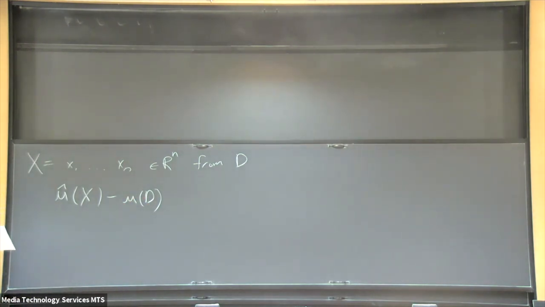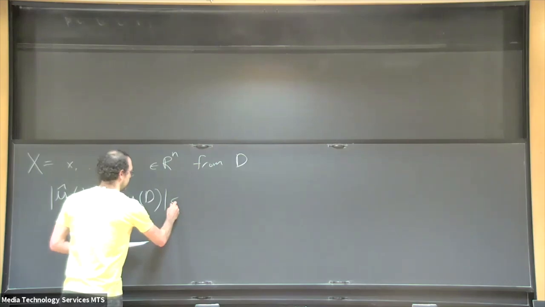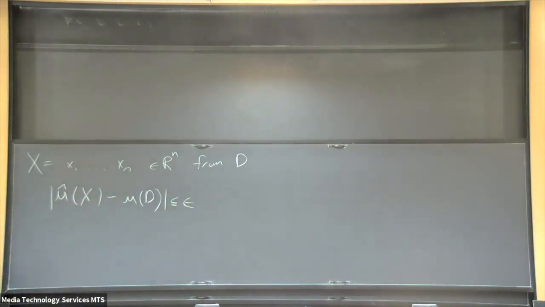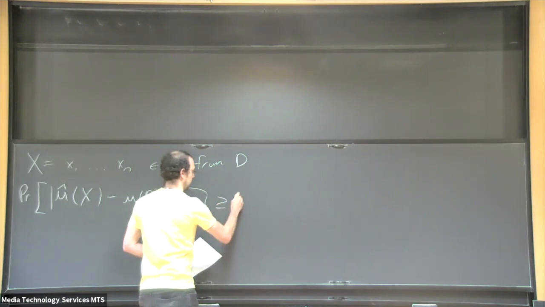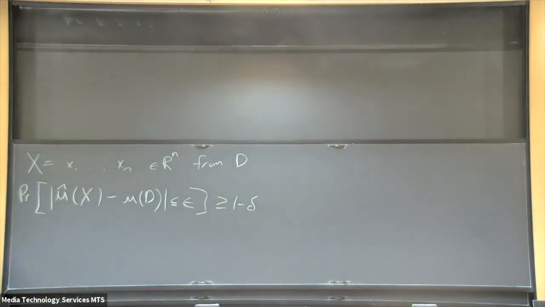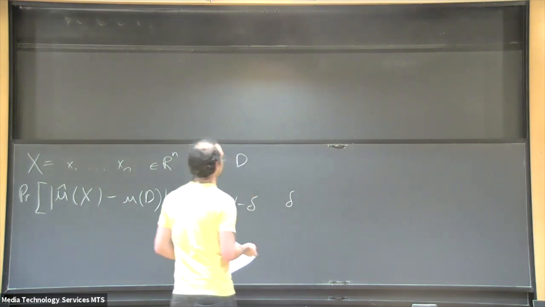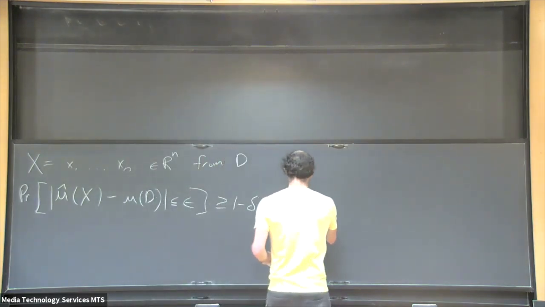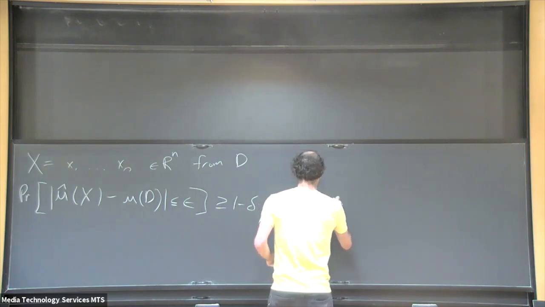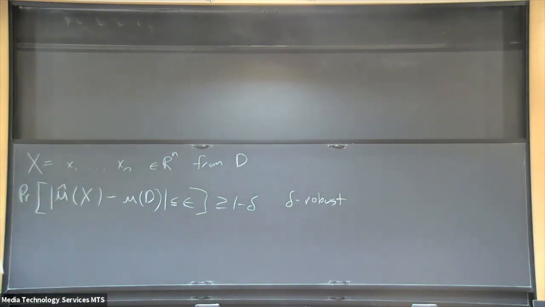As a computer scientist, I think the most natural setting is the PAC setting. We want to say, look, there's some error, and I want to understand when I can get the error to be less than some epsilon, with probability at least 1 minus some other parameter delta. So this is parameterized by epsilon and delta, where delta is often called the failure probability. We call this a delta-robust estimator, since an estimator is delta-robust if it fails with probability delta. So we want to understand when we can produce delta-robust estimators of the mean. This is basic.